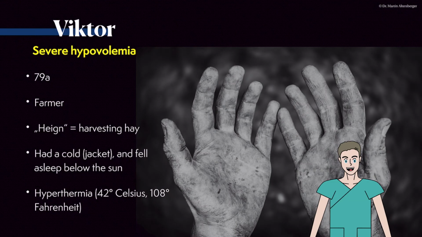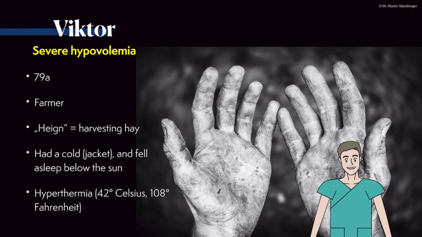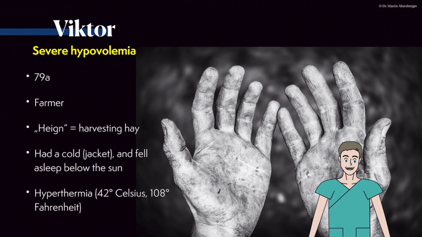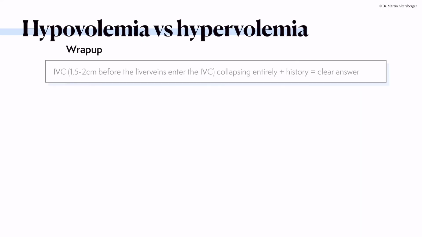Well, this is a case of severe hypovolemia. He was a farmer, and in dialect, normally speaking, it's Corinthian dialect, it's called Heigen, so it's harvesting hay. It was summer, he had a cold, he was wearing then a jacket, he went home, and he actually fell asleep below the sun. He was admitted with hypothermia. We measured 42 degrees Celsius, which equals 108 degrees Fahrenheit, so severe hypovolemia due to hypothermia.